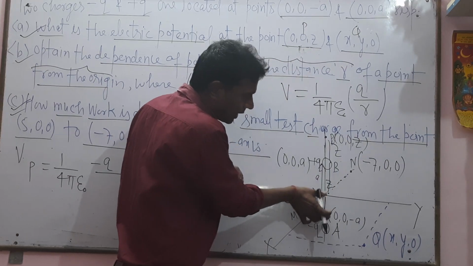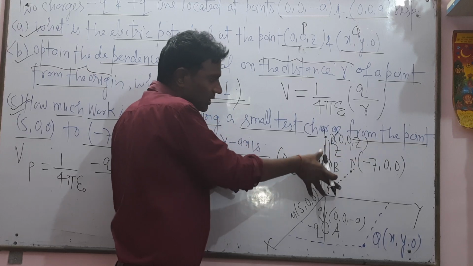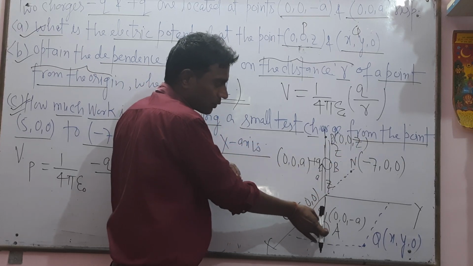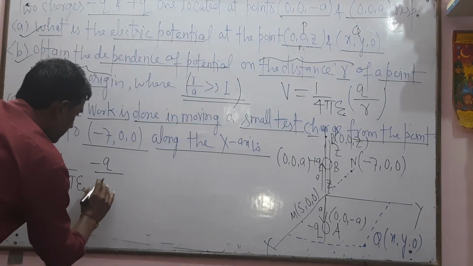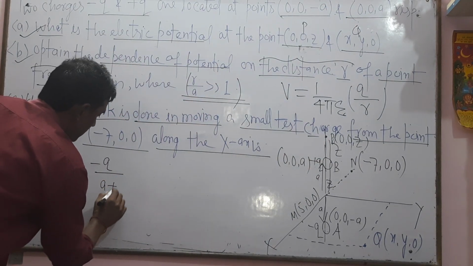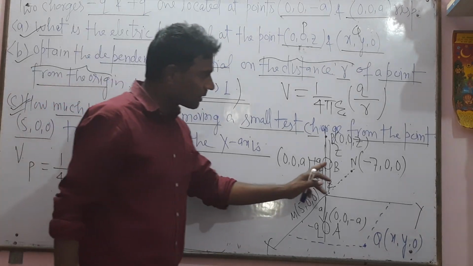So this is the A point. This is totally z, because 0, 0, z. So this is the z, this is the a. So net distance AP equals a plus z. Due to the minus charge, and also this is the plus charge.